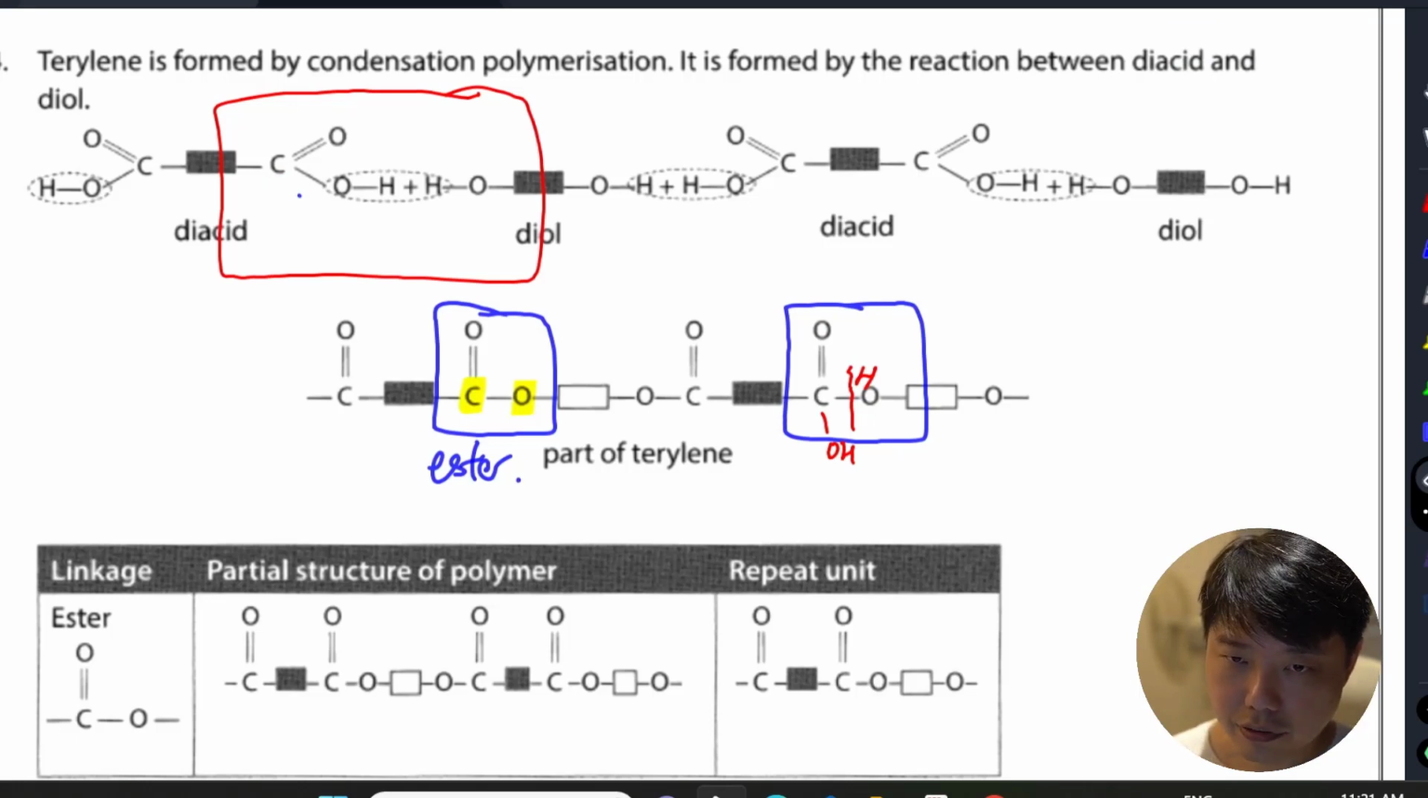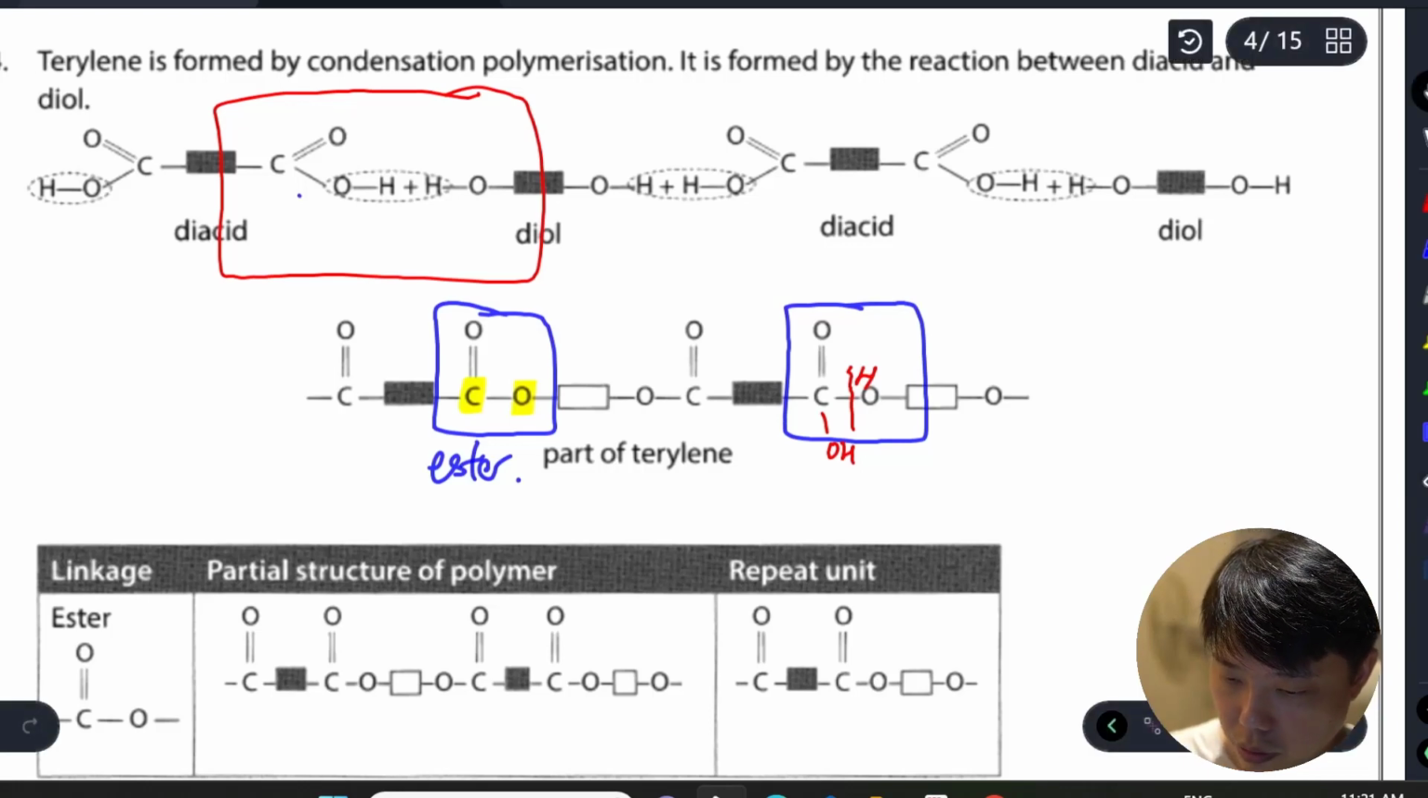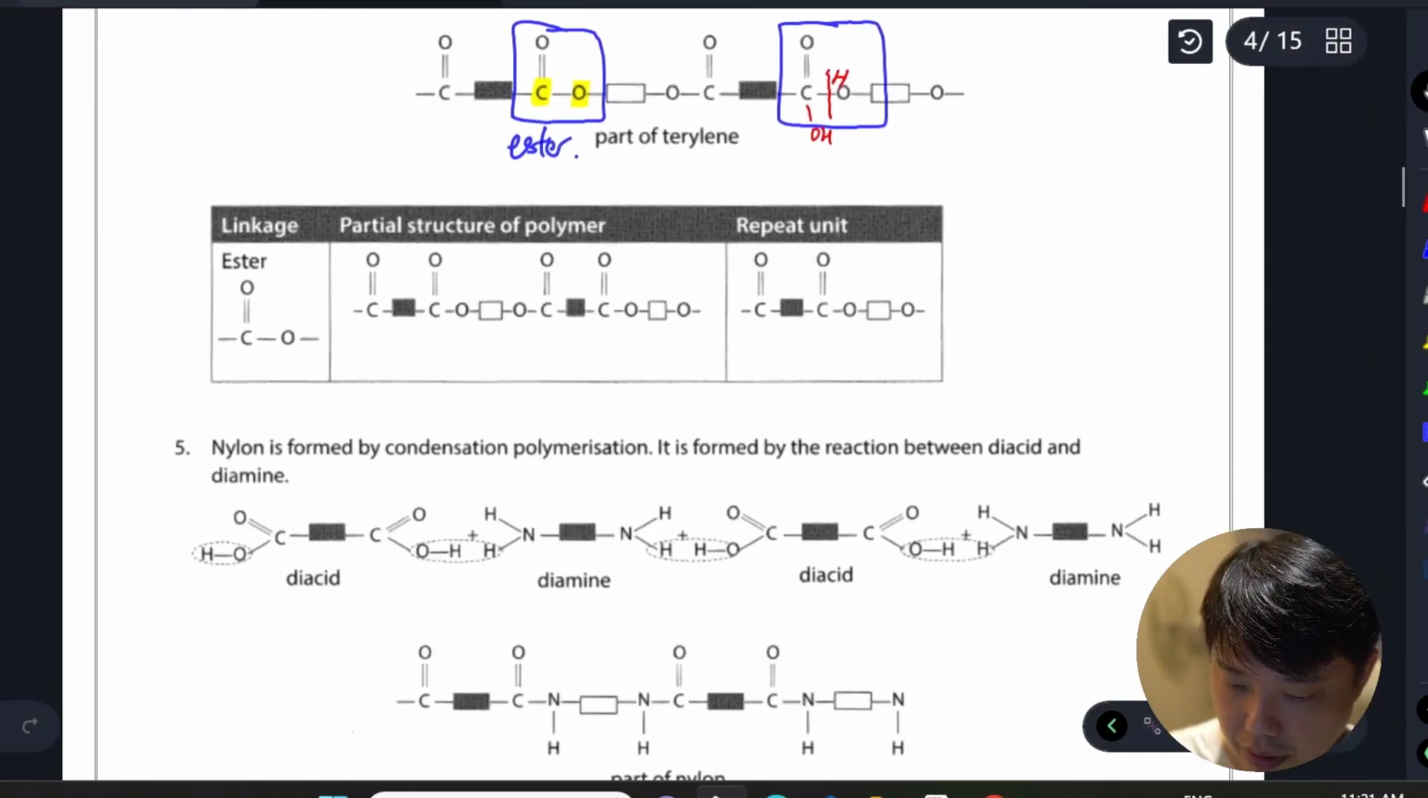So there isn't really anything much to it. You just have to practice this step, forming the ester and then hydrolyzing it back into its acid and alcohol components.